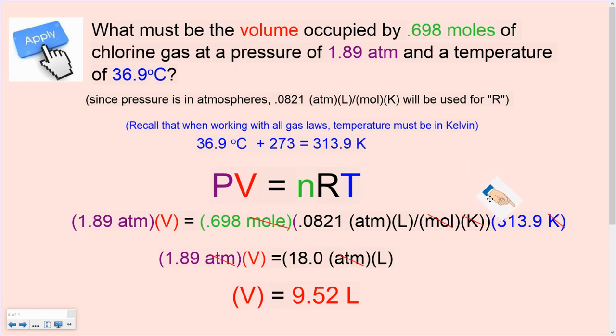Temperature's always got to be in Kelvin. Volume always has to be in liters. And then R is going to be dictated by what unit of pressure you're working with in the problem.